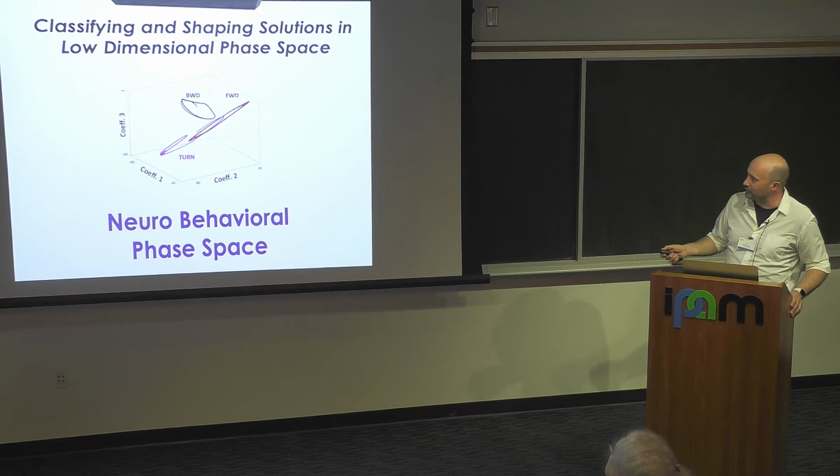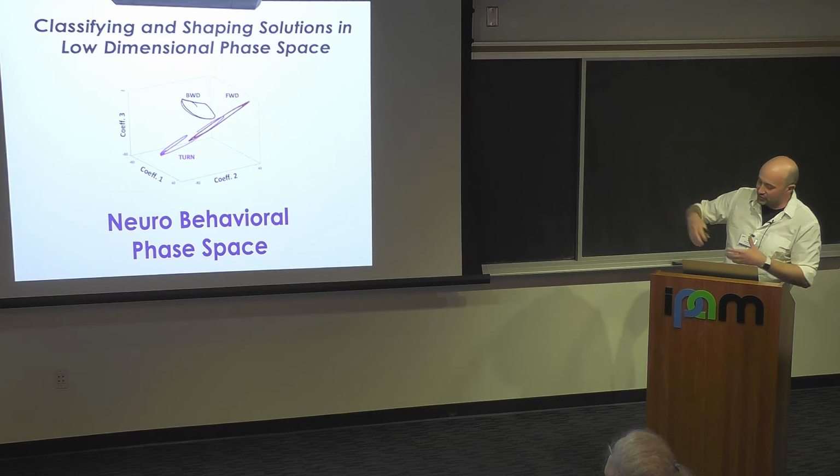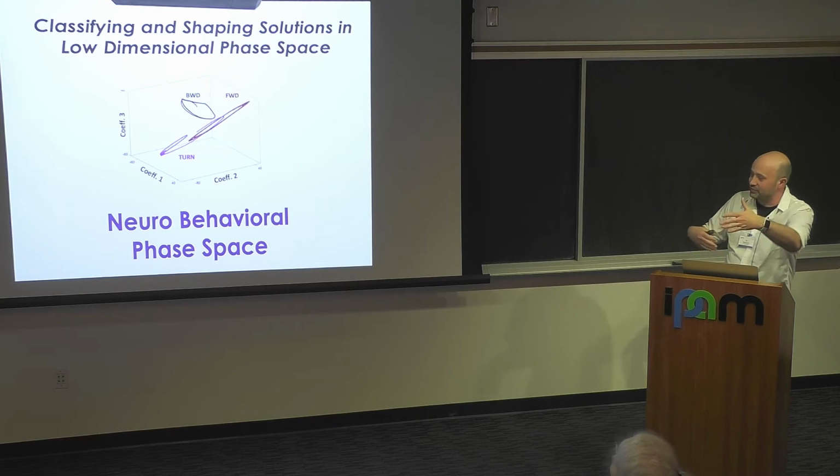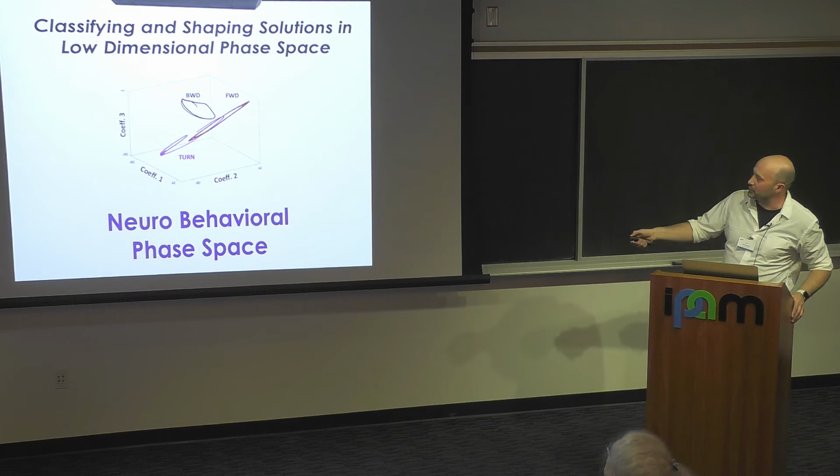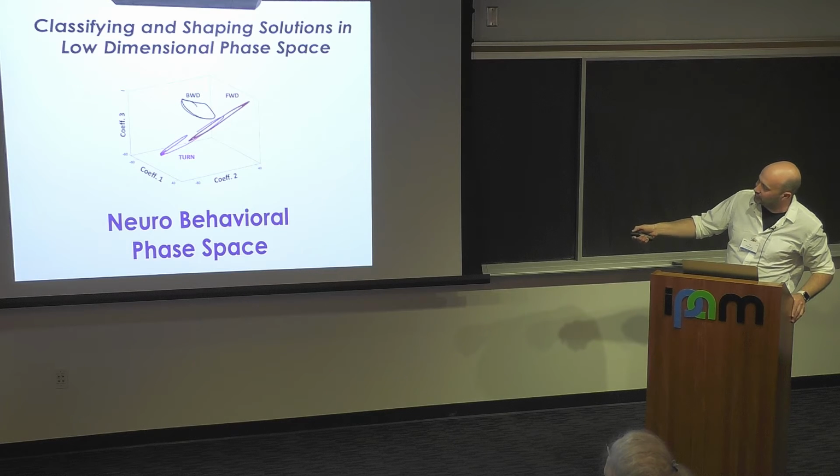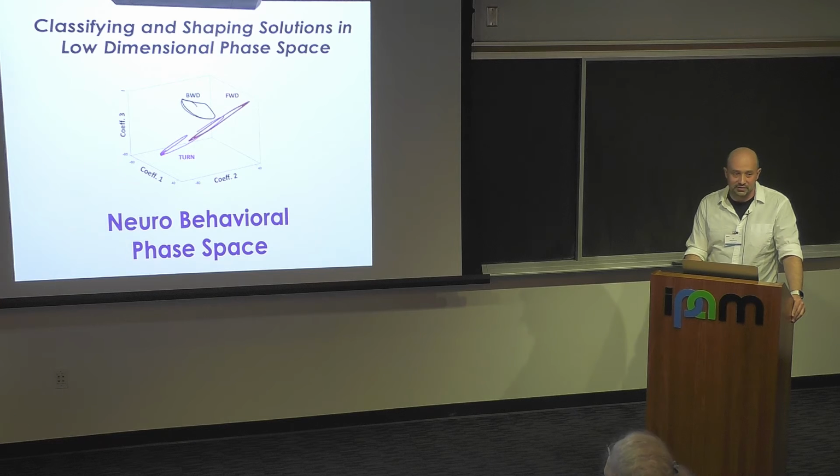You can see the forward limit cycle that is more stretched, since the forward movement is indeed more stretched, versus the backward one, which is almost orthogonal to it. And then the turn is connecting between these two limit cycles.